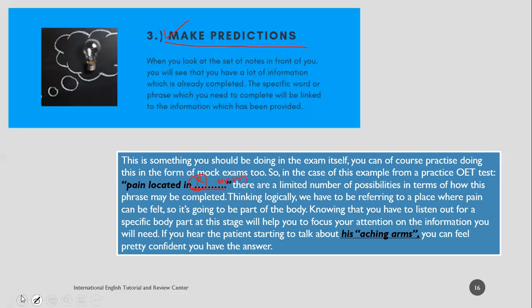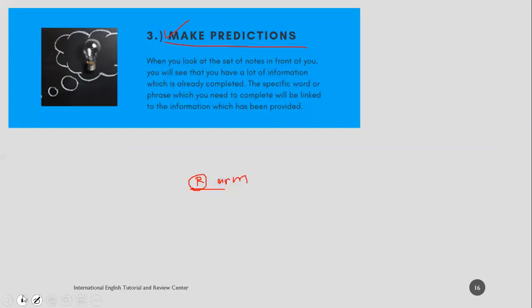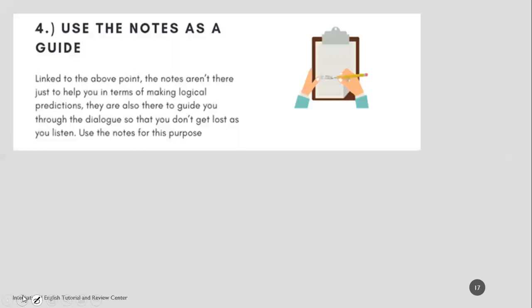Okay. All right. Next, we have, use the notes as a guide. Okay. So as I've said a while ago, the heading would help you, use it as your guide. That would help you to keep on track on the listening. All right. Linked to the above point, the notes aren't there just to help you in terms of making logical predictions. They are also there to guide you through the dialogue so that you don't get lost as you listen. So use notes for this purpose.